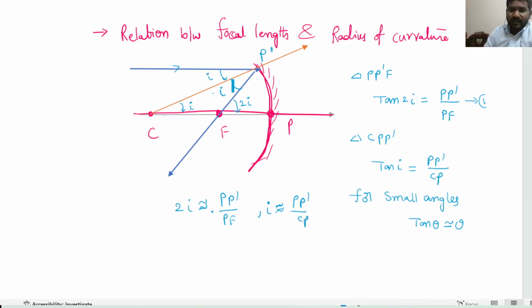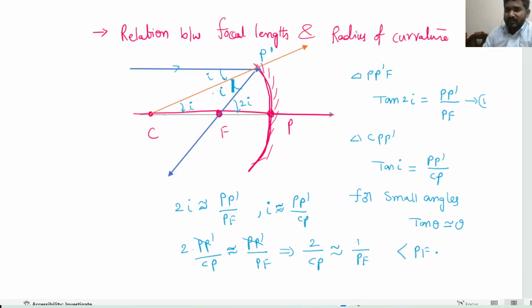Now you can substitute i in this equation. You get 2 into PP' divided by CP, which must equal PP' divided by PF. So PP' gets cancelled. From this equation, 2 divided by CP must approximately equal 1 divided by PF. Already we know that the distance from pole to focus is nothing but the focal length.